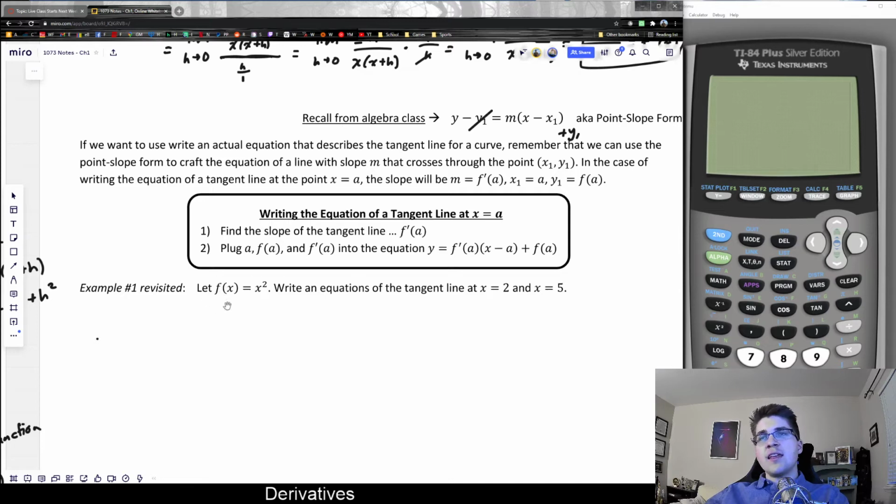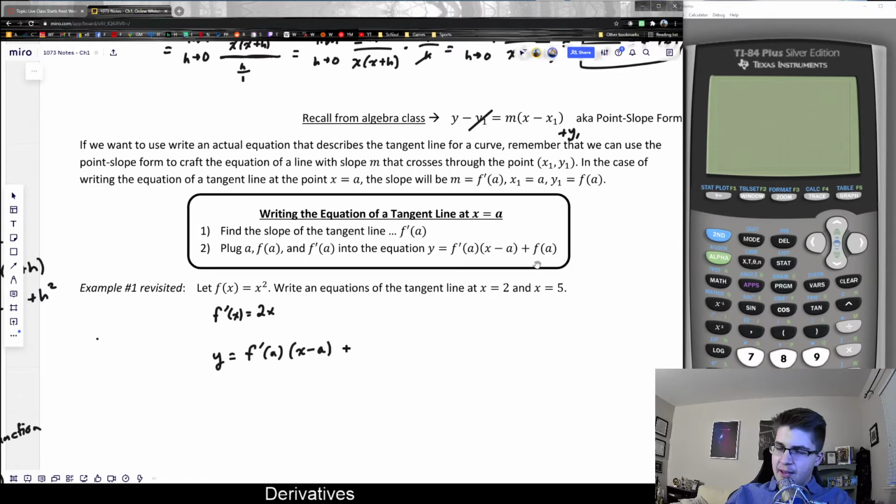So to start off with, if I want to figure out the equation of the tangent line for this function x squared at x equal 2 and x equal 5, first step is I need to know the derivative. And this one we actually did in class this week. So if you recall, the derivative of x squared was equal to 2x. And again, you could verify this yourself by difference quotient if you want. Now that I know that, I can always write the equation of the tangent line by starting off with the formula y is equal to f prime of a times x minus a plus f of a, which again, is just point-slope form coded for derivatives.